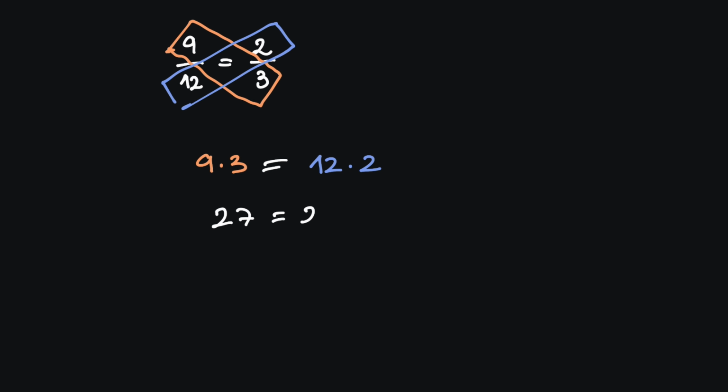But 12 times 2 is 24. Since it's not equal, then this is not a proportion, right? It is not a proportion. Understood?